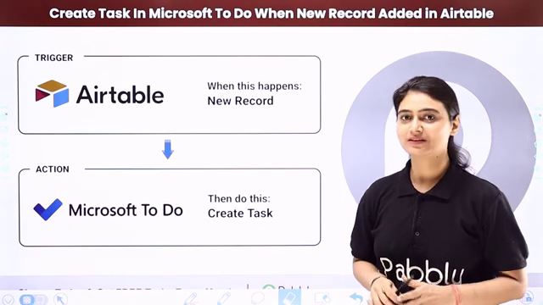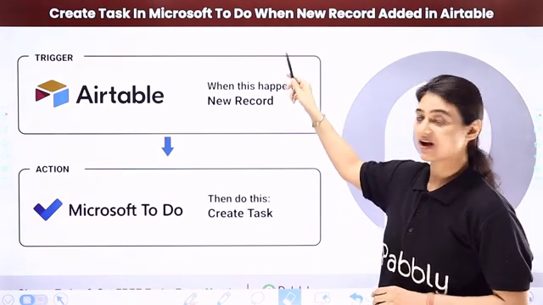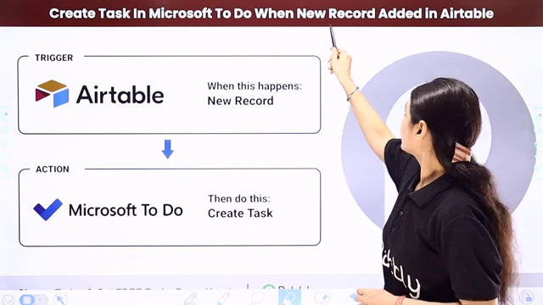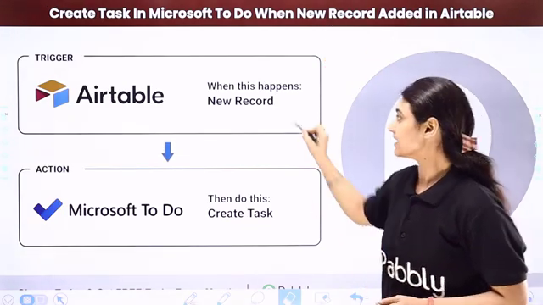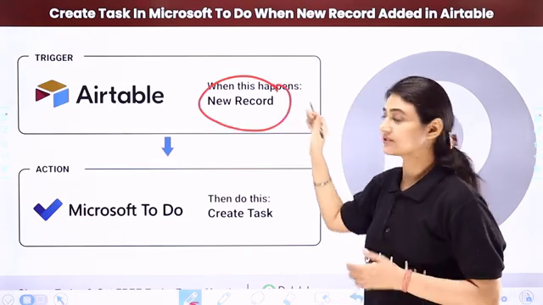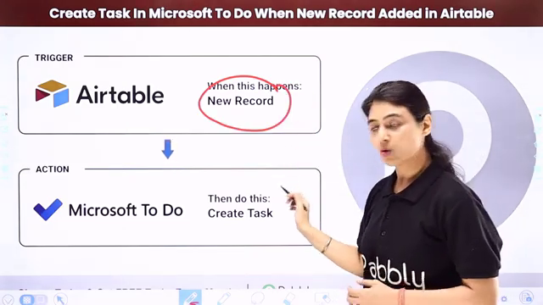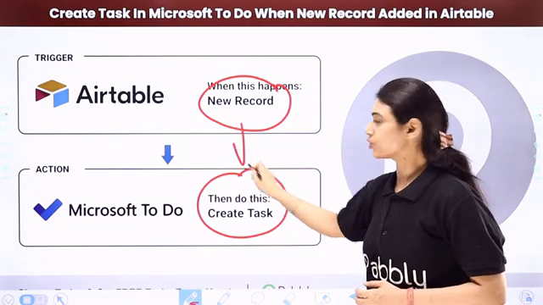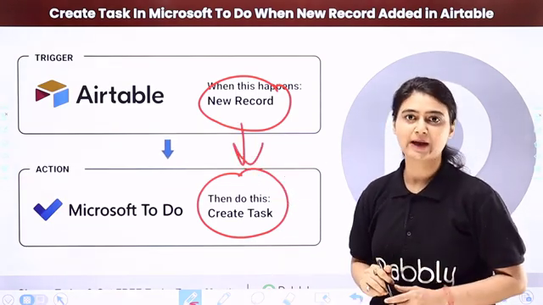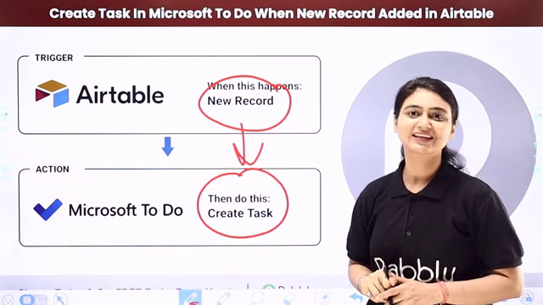In this video, we will learn how you can automatically create a task in Microsoft To Do when a new record is added in Airtable. Let's say every time a new record is created in Airtable, an automatic task should be created in Microsoft To Do. We are going to automate this entire process using Pabbly Connect. Come to my screen to see how we do this.